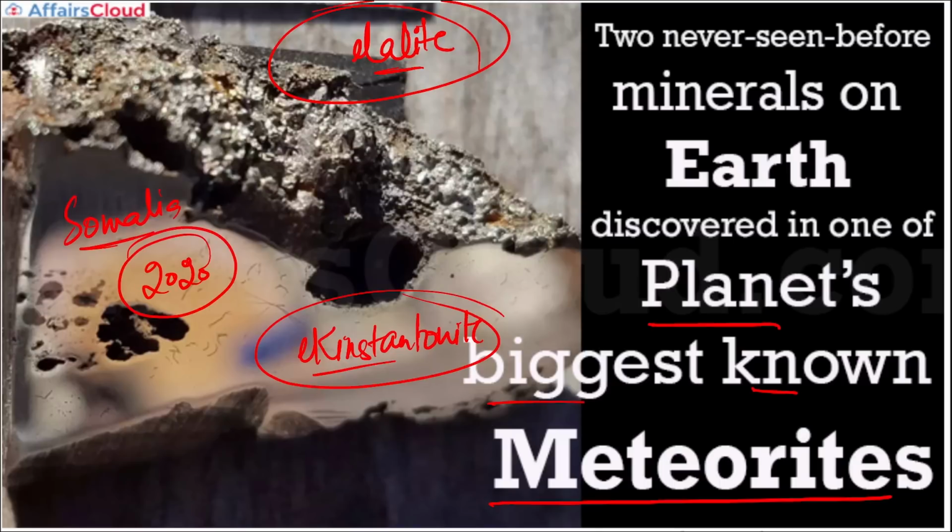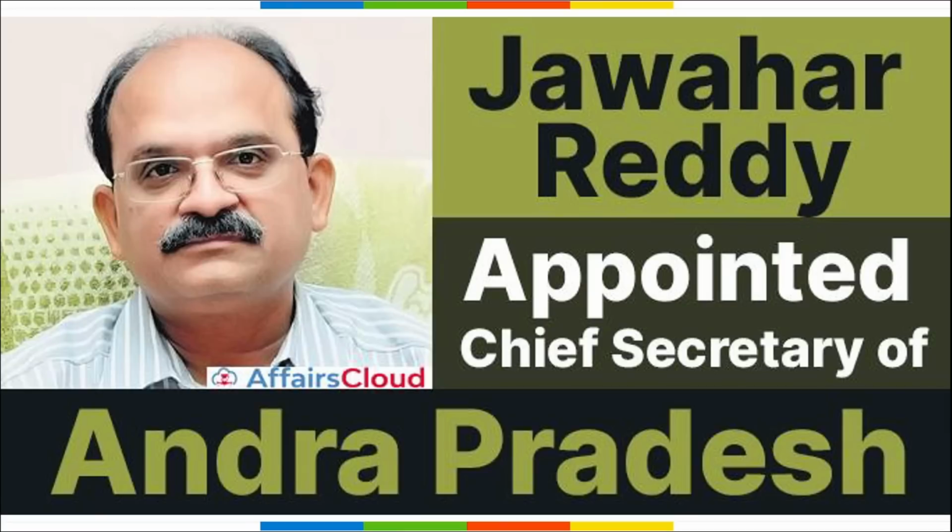All right, so two types of minerals that have never been found on earth were present in this biggest known meteorite that was found in Somalia in 2020. And who found this? They were found by a team of researchers from the University of Alberta.